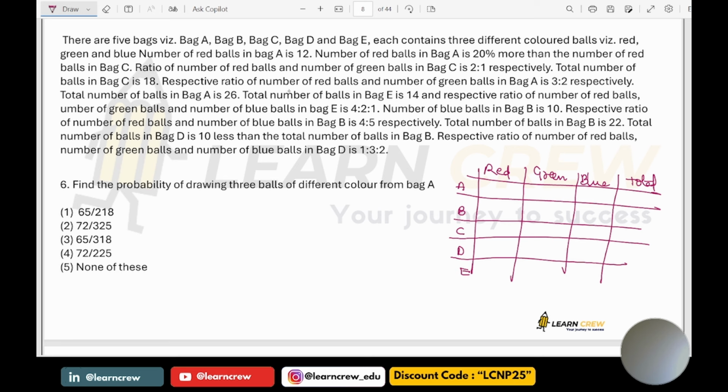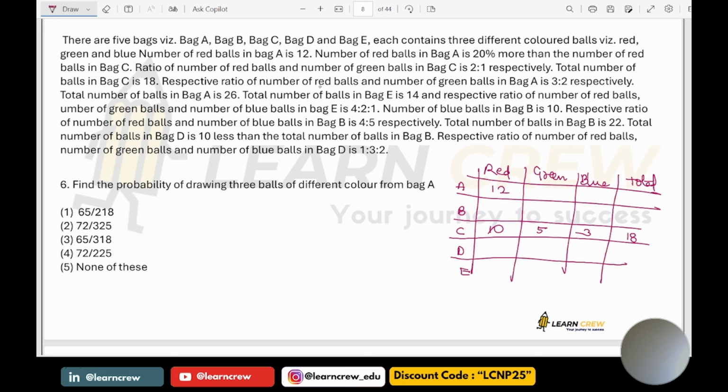Please see here, what is given? The first one, the number of red balls in bag A is 12. And it is 20% more than red balls in bag C. So bag C red balls has to be 10. Ratio of number of red balls and number of green balls in bag C is 2:1. 2:1 means 2 parts is 10, so 1 part would be 5. So this would be 5. Next, total number of balls in bag C is 18, meaning 10 plus 5 plus 3.